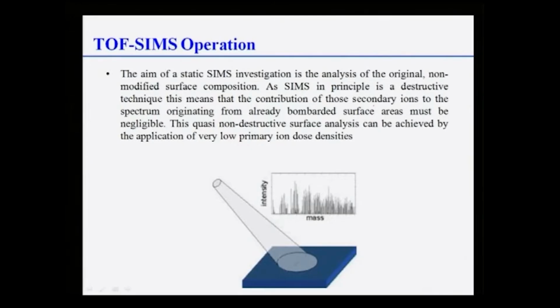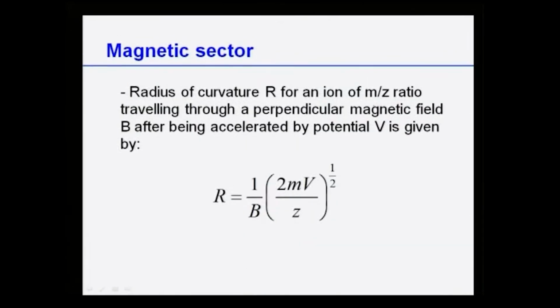To give you some idea, a static SIMS experiment analyzes the original, non-modified surface composition, uses time of flight measurements, and is basically a quasi non-destructive surface analysis because it uses a very low ion dose.